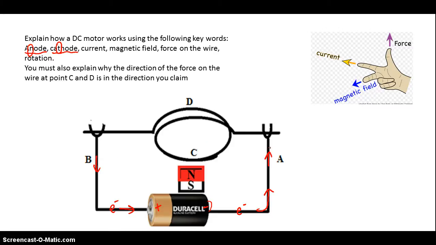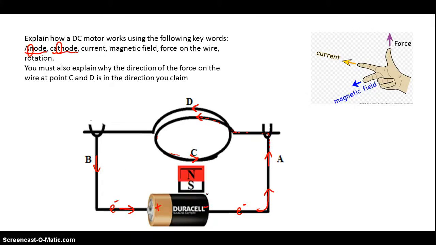Now let's follow it along. It goes this way, then it follows along. So at this point it's going to be moving to the left, wraps around, and at point C it's moving to the right. And it's moving back to the left at point D, and it goes back to the cathode.